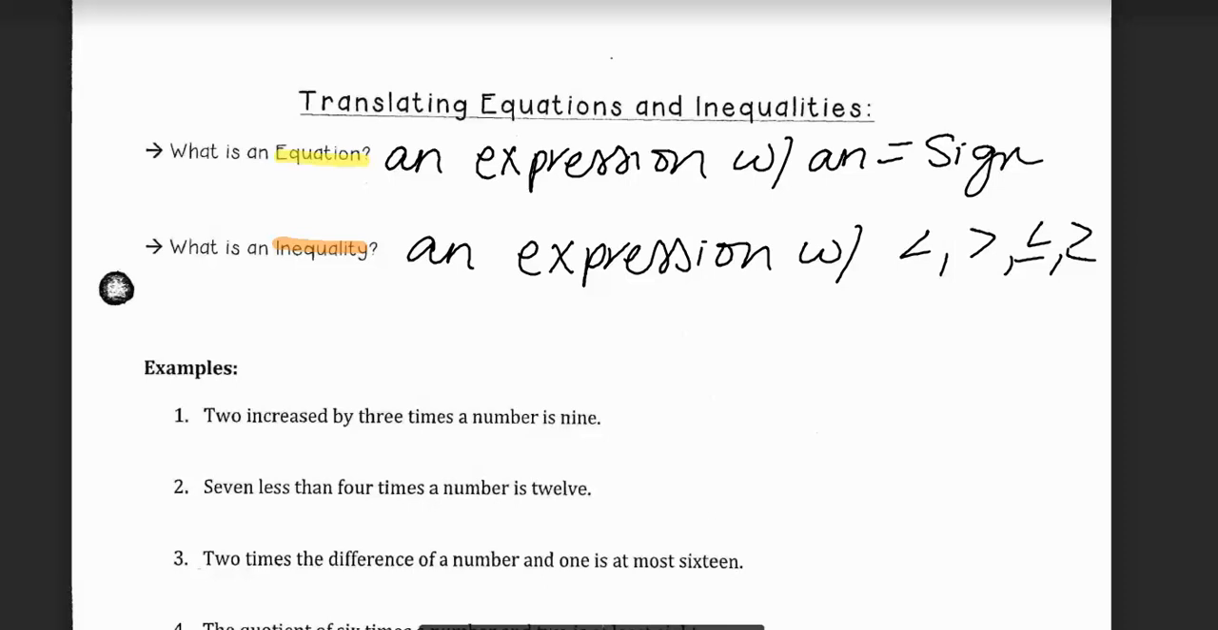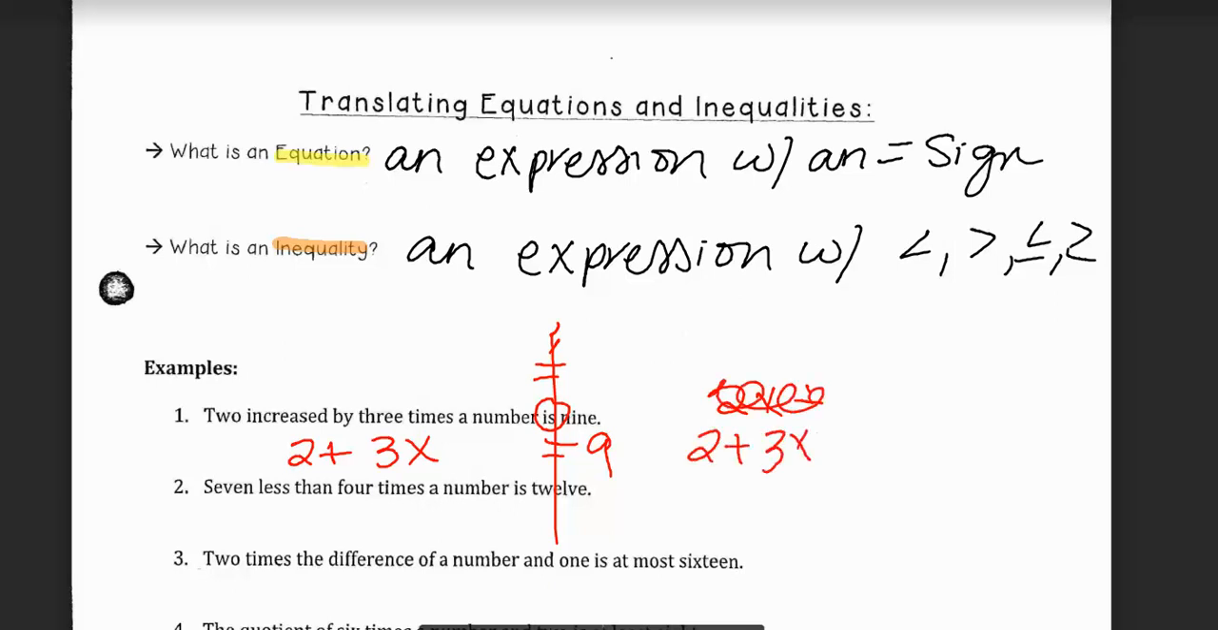So if I come back over here, I'm going to look for one of those words. It says 2 increased by 3 times a number is 9. I see the word is. I know that means equals, and there's like a wall there. So I'm going to translate everything to the left of the wall, and everything to the right of the wall. So it says 2 increased by 3 times a number is 9. Let me erase it. 2 plus 3x equals 9. That would be my answer.